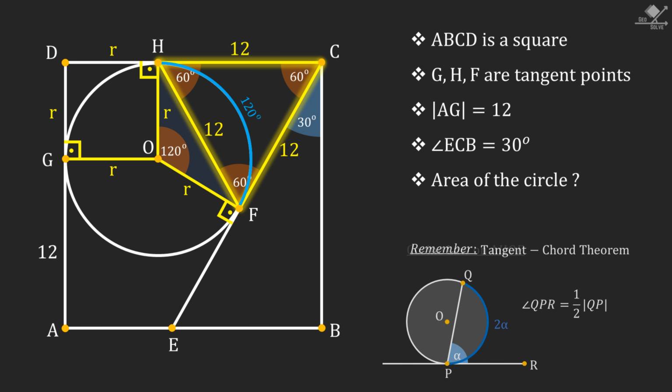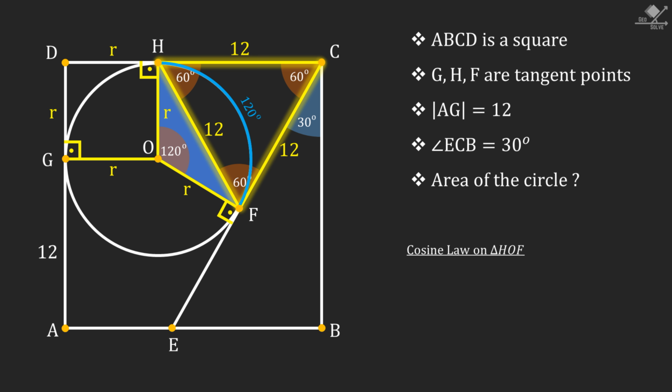Now we can apply cosine law on triangle HOF to find the radius of the circle. Cosine law gives us the equation 12 squared equals r squared plus r squared minus 2r squared times cosine 120. From this equation, r can be calculated as 4 times square root of 3.